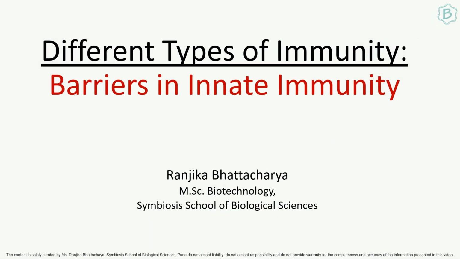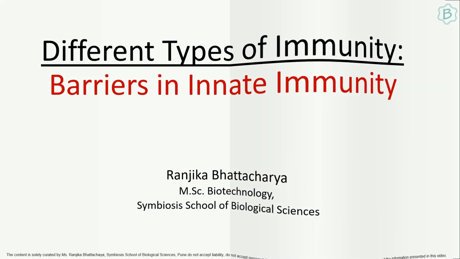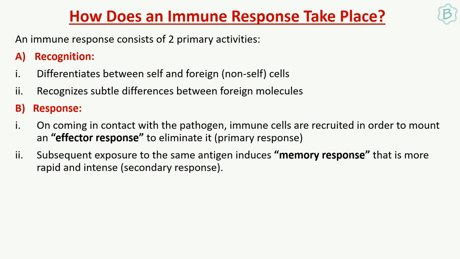Hello everyone. Today we will be discussing the five different barriers that come under innate immunity. So when we think about immunity, the first question which comes to our mind is how does an immune response take place? An immune response consists of two primary activities.